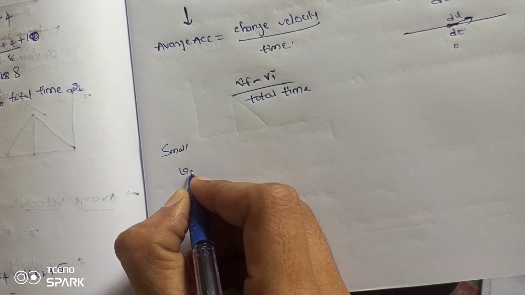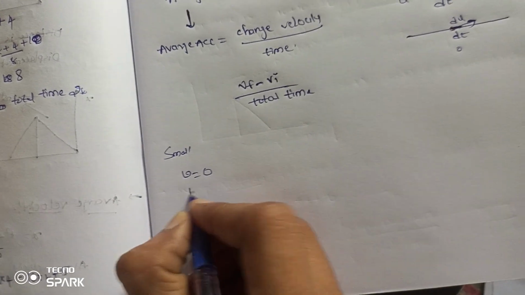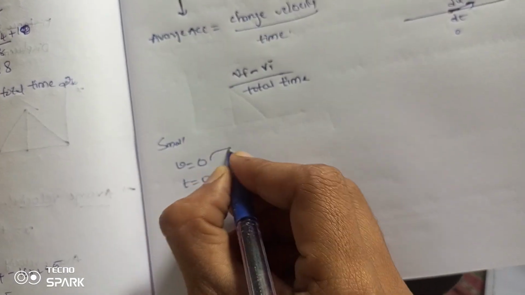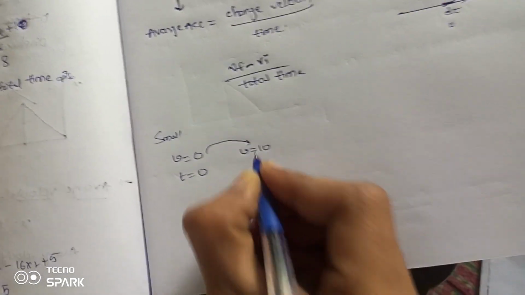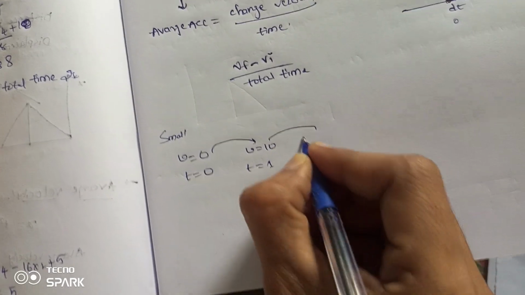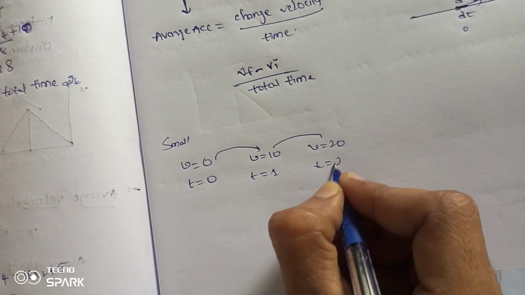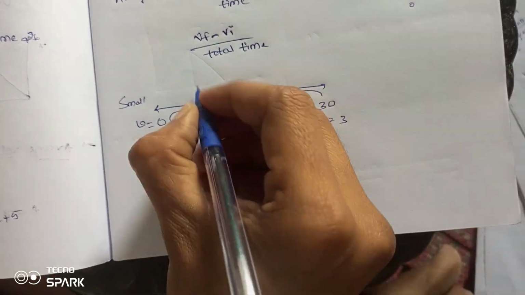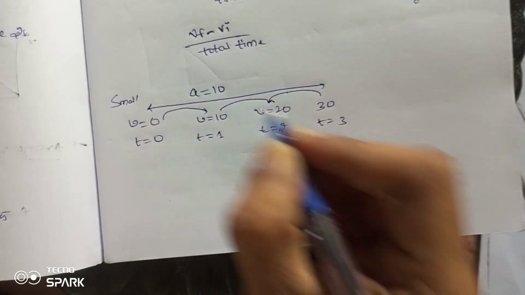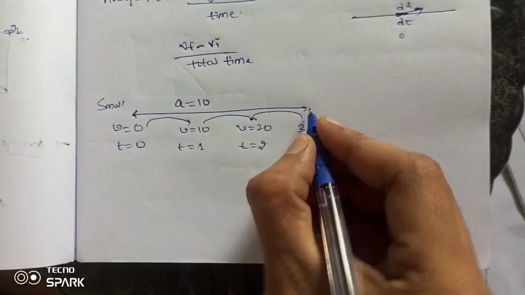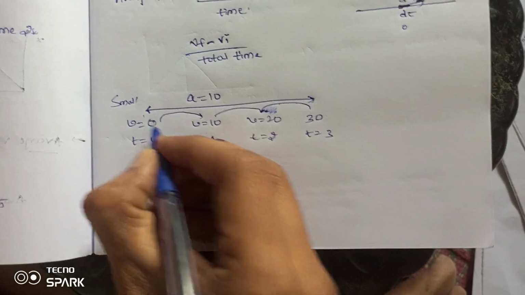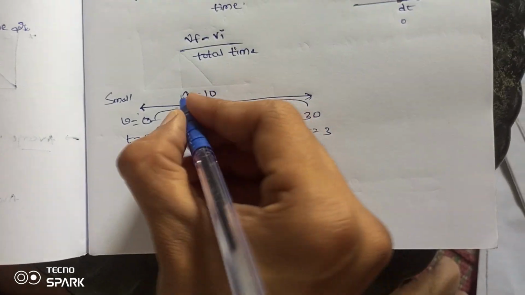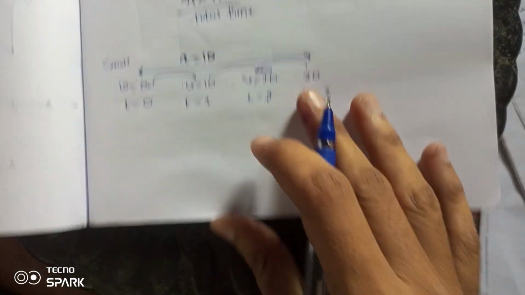Suppose velocity is 0 at time t equal to 0 second, velocity is 10 at t equal to 1 second, velocity is 20 at t equal to 2 seconds, and velocity is 30 at t equal to 3 seconds. The average acceleration is equal to 10. The velocity changes by 10 each second, so the average acceleration is 10. It is clear.